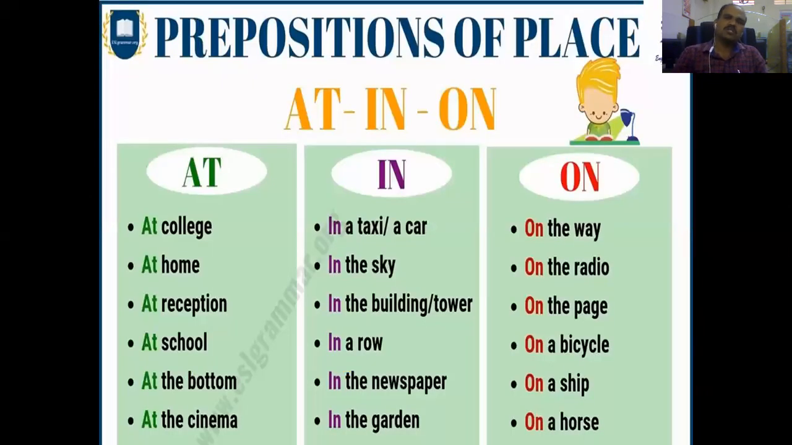Next, prepositions of place. Now we need to discuss the types of preposition. First one, at, in and on. At कुठं वापरायचं, and in कुठं वापरायचं, and on कुठं वापरायचं हे पण लक्षात ठेवा. While talking about the self introduction, as I told you about where we need to use at and where we need to use in. So at college, at home, at reception, at school, at the bottom, at the cinema. In a taxi, in a car, in the sky, in the building or tower, in a row, in the newspaper, in the garden, on the way, on the radio, on the page, on the bicycle, on a ship, on a horse.